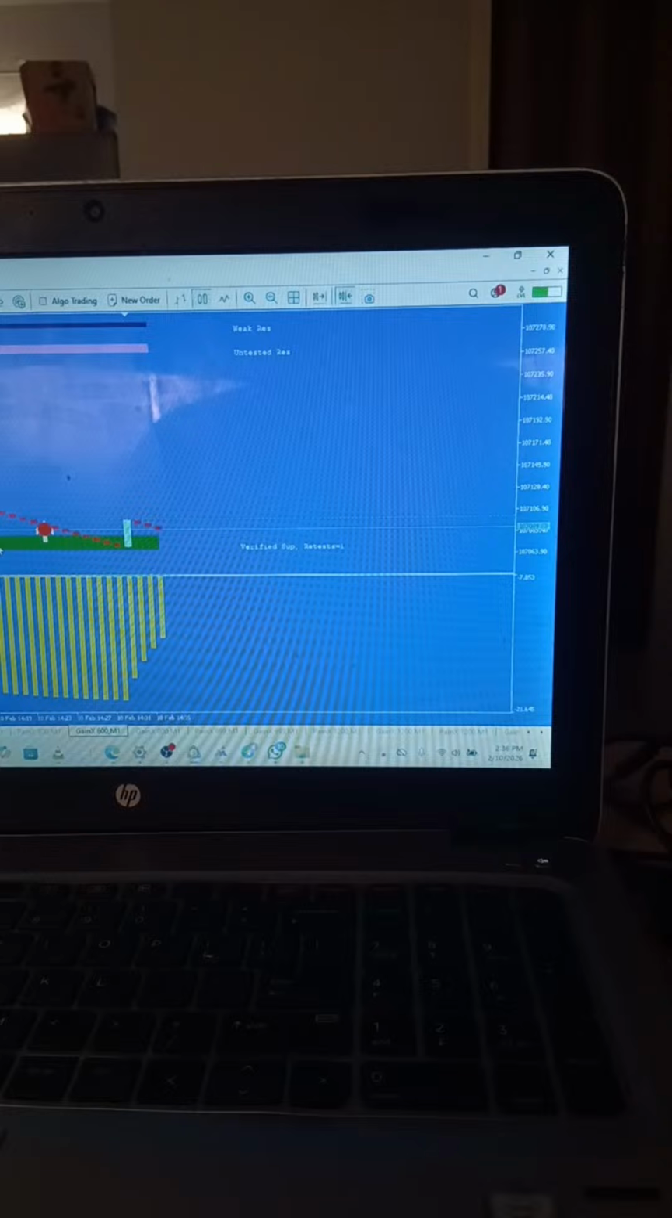Okay, Lawrence is asking about Boom and Crash. So this is not Boom and Crash. This is GainX, a Weltrade asset that is called GainX 600.